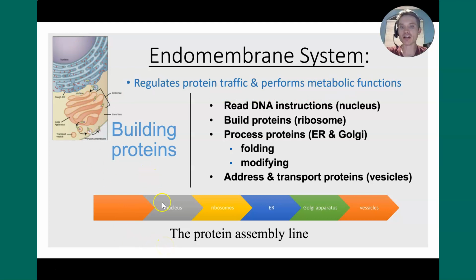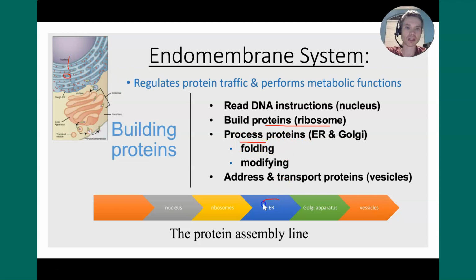So we start here in the nucleus. The nucleus is where the DNA instructions are kept. We make mRNA. The mRNA is then exported through the nuclear pores and then arrives at these ribosomes. The ribosomes are where we synthesize the new protein. The new protein then enters the ribosome where we have some processing that takes place.